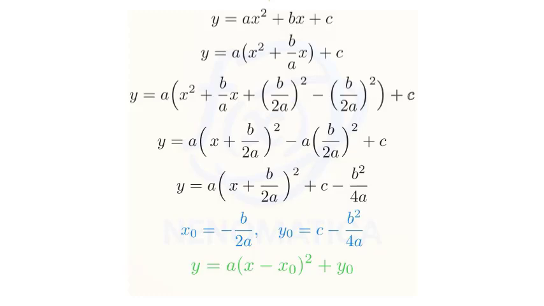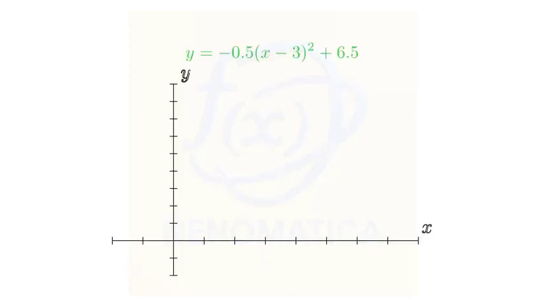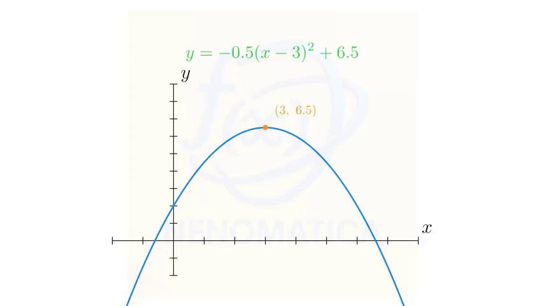Step 3. Let us see a real example. So the vertex form is y equals negative 0.5 times x minus 3 squared plus 6.5. Here is the graph with the vertex marked, the axis of symmetry, and let us animate a skier moving along the curve to the peak and back down.